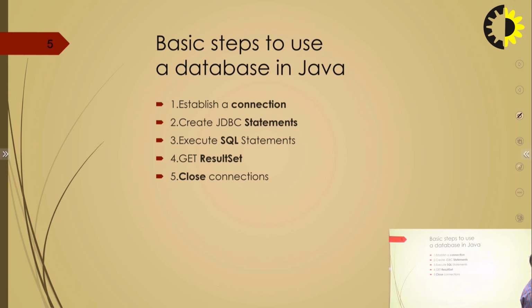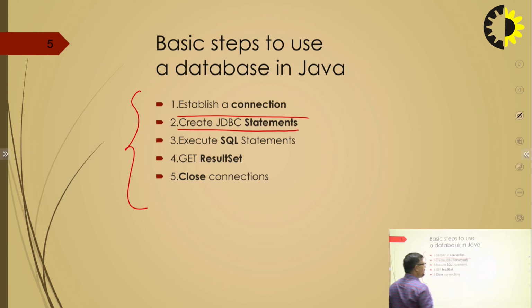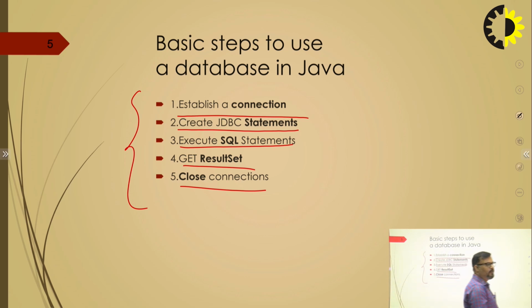So here we will discuss some basic steps of Java database connectivity. In Java database connectivity, we will concentrate on the following points: first, how to establish a connection; second, how to create a JDBC statement; third, how to execute a SQL statement; fourth, how to get the result set; and how to close the connection. Means, first of all, we will establish the connection. Second, we will create a JDBC statement. Third, we will execute the SQL statement. Fourth, we will get the result set. Then next, we will close the connection. Okay.